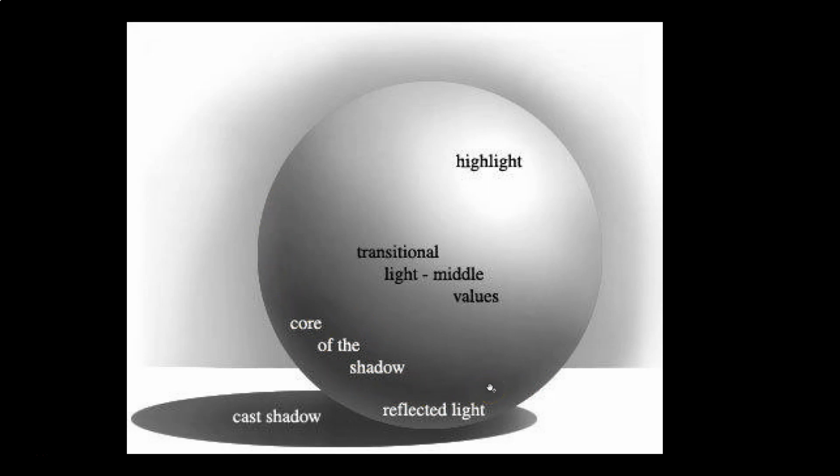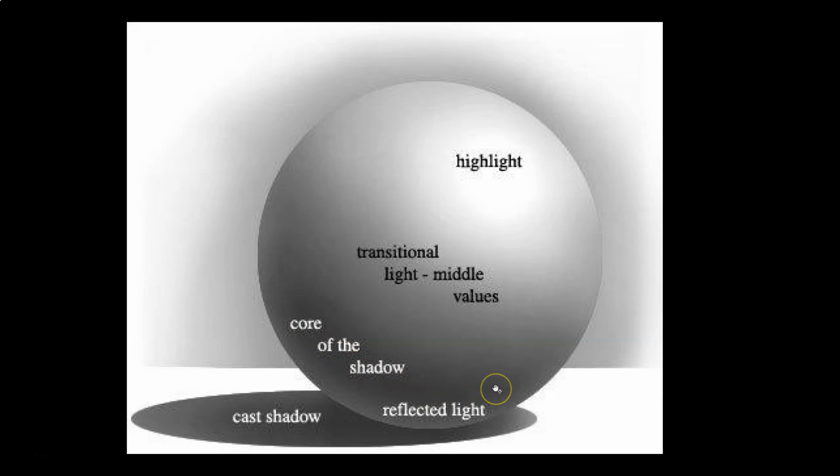Now notice this object has a local value of white. That just means if I hold the object up and I say, what color is this? You'll tell me it's white. So on a white object, the core of the shadow is probably not going to be black. On a black object, the highlight's probably not going to be white. It'll probably be 40-50% gray. Same here, the darkest it's going to get is like 50% gray. So the core of the shadow would just be the darkest part.